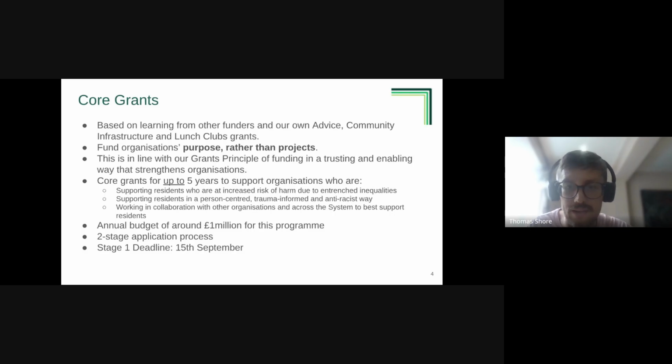This is our largest grants programme, and going forward, around 1 million per year will be invested in this way. The application process will be 2-stage, which will include an expression of interest form, followed by a more in-depth application. The deadline for expressions of interest is the 15th of September.